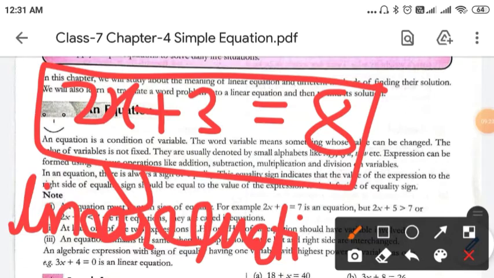When we use an equal to sign and it is converted into LHS and RHS form, then its name is changed and it is converted into a linear equation. So this is called a linear equation. A linear equation has two parts, LHS part and RHS part, and the values are numerically equal.